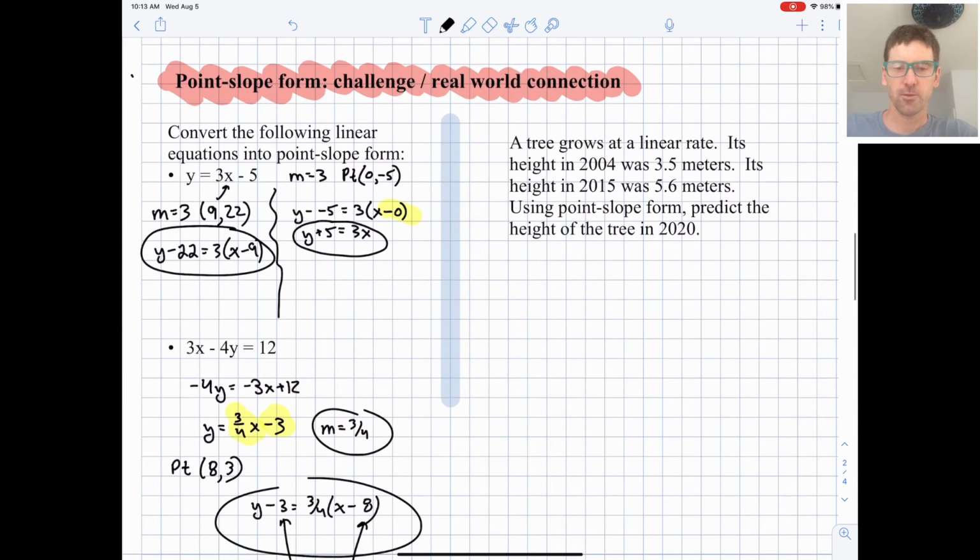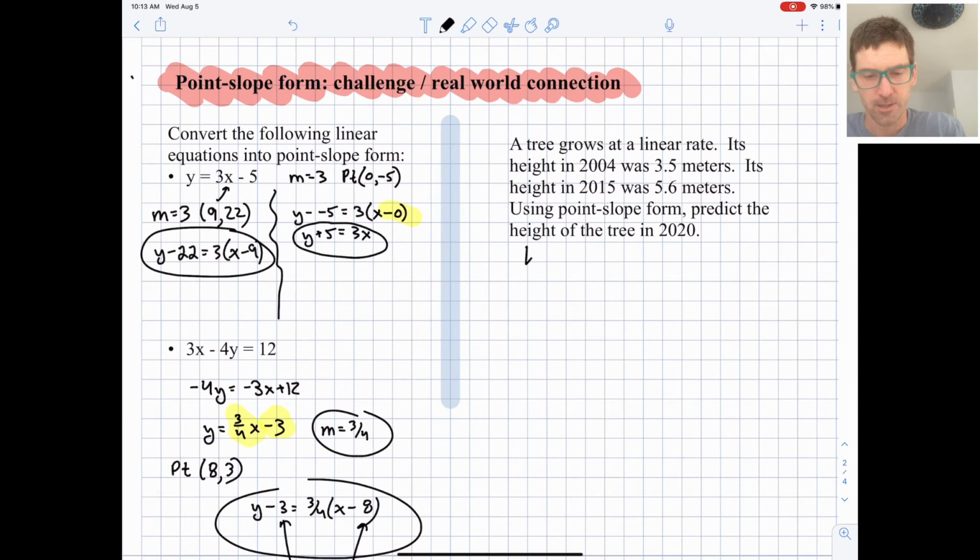All right, and a quick real-world connection problem here. A tree grows at a linear rate. Its height in 2004 was 3.5 meters. Its height in 2015 was 5.6 meters. Using point-slope form, predict the height of the tree in 2020. So I want to deal with my years first, and I don't want to work with such huge year values. So let's have x equals years since 2000. So we have a couple points. We have year 4, it was 3.5 meters tall, and year 15 was 5.6 meters tall.